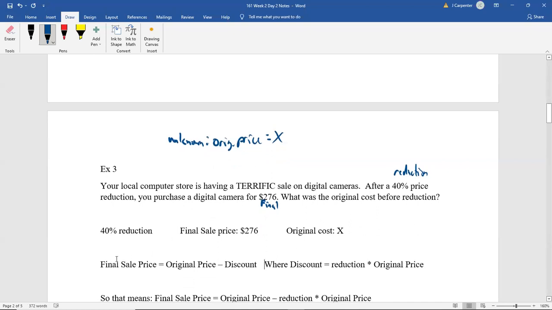So what that means is we can take this thing right here, final sale price we leave alone, original price we leave alone, but let's write the discount as something we can use a little more cleanly, which was the reduction rate times the original price. So again, all I'm doing is changing this into this. It sounds way worse than it actually is.